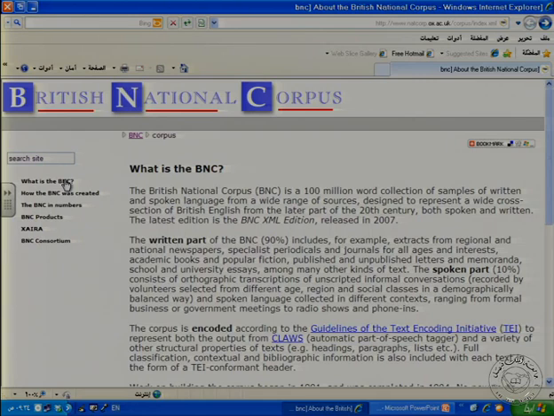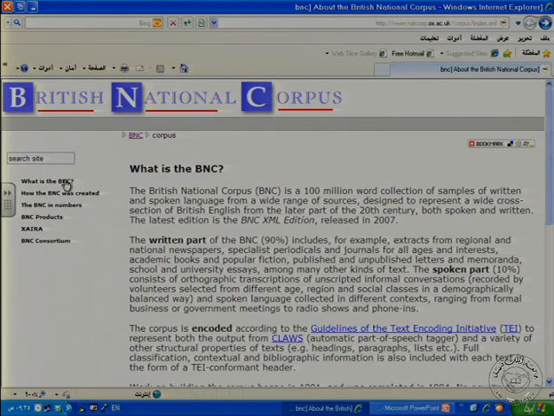The written part of the BNC, 90%, includes, for example, extracts from regional and national newspapers, specialist periodicals and journals for all ages and interests, academic books and popular fiction, published and unpublished letters and memoranda, school and university essays, among many other kinds of texts. So you can read the rest for yourself. Let's read just the spoken part.